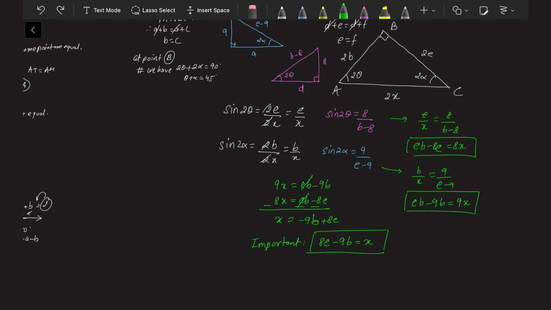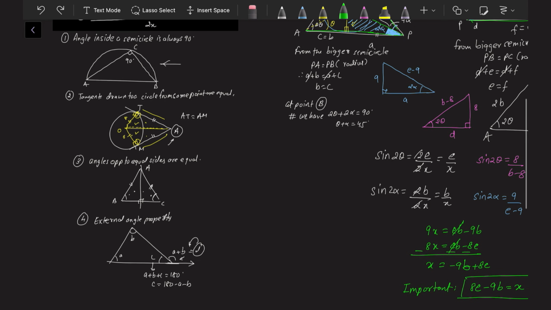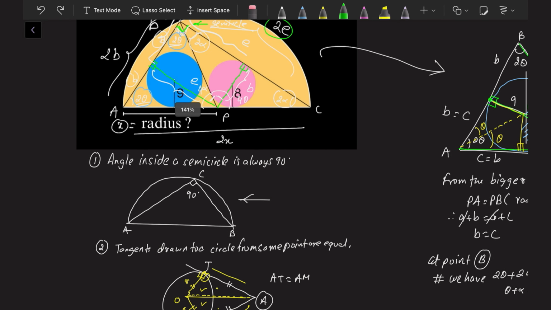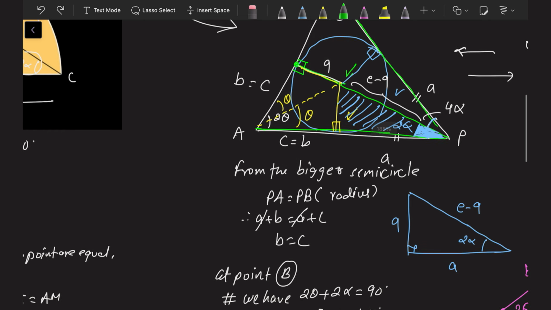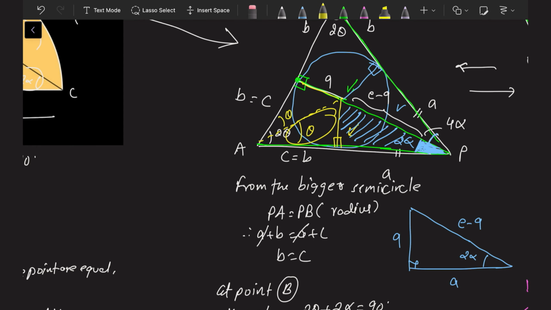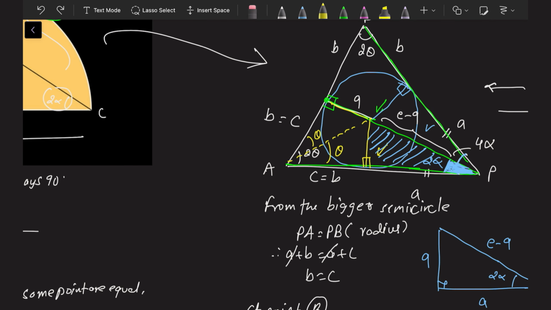Okay, so this thing we have got. Now what to do further? Now look carefully. As we have seen, here we have this yellow triangle. Now this one has an angle theta. This is very interesting. Sometimes we have theta, sometimes we have 2 theta.